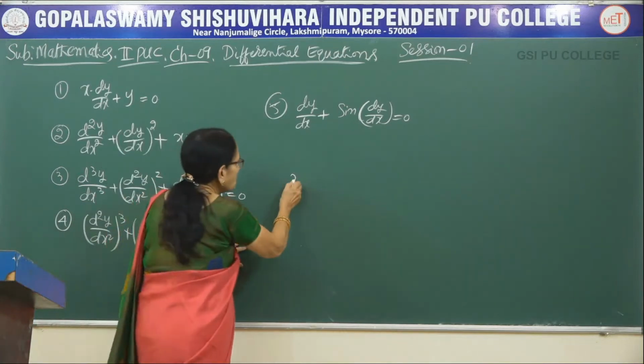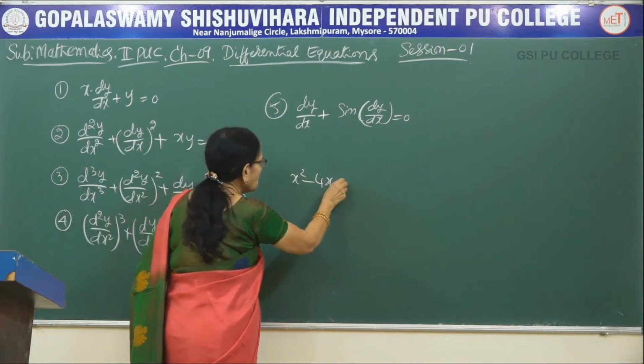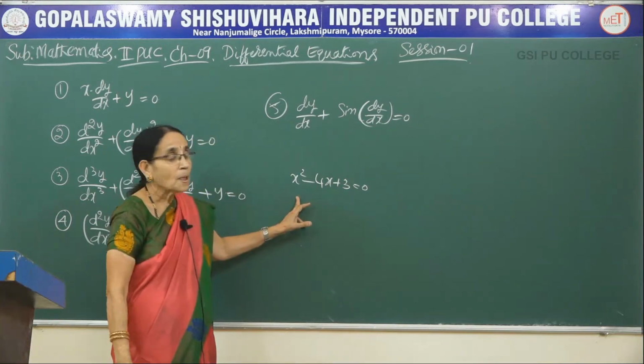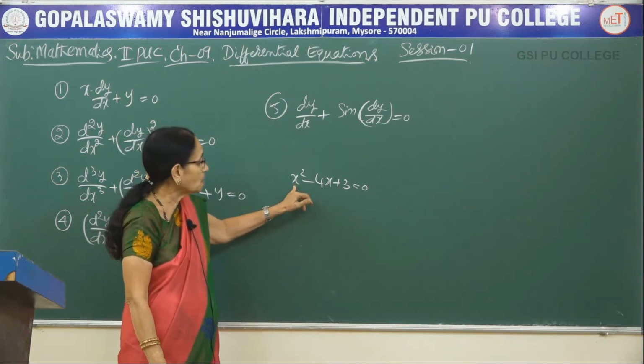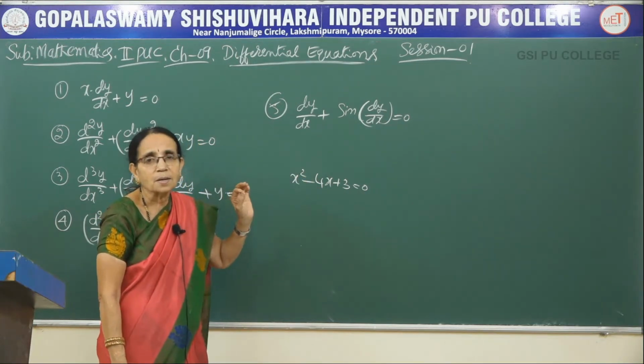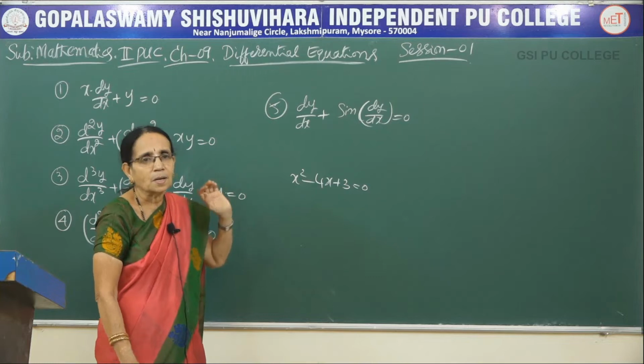Suppose I am having an equation like this, x squared minus 4x plus 3 equal to 0. How do you describe this one? The degree, the highest power of x, is 2. So we call it a second degree equation or a quadratic equation.